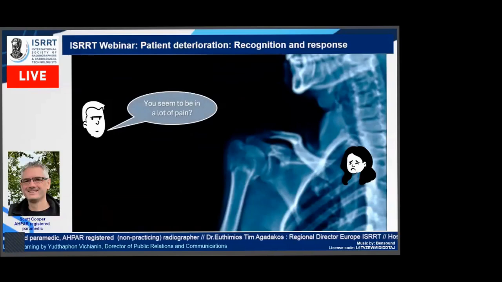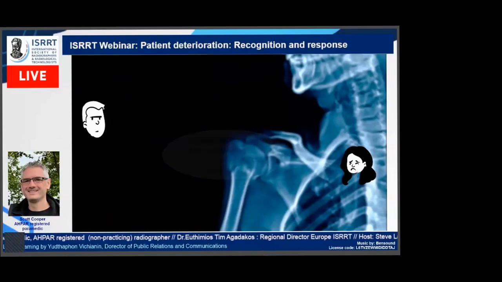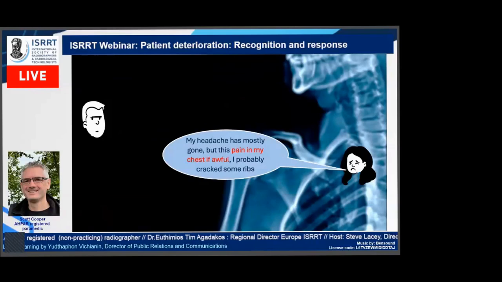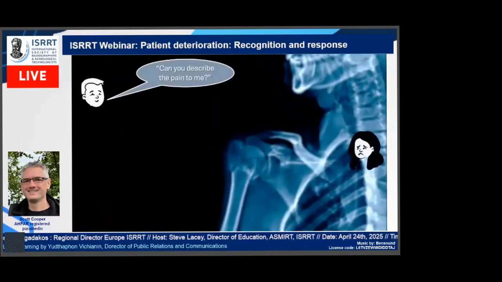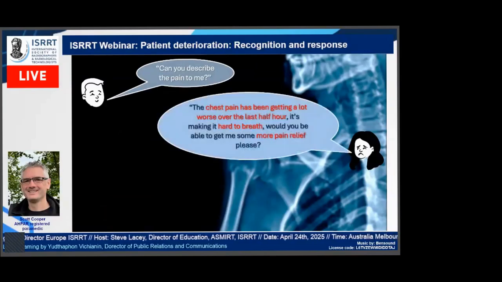With that, Steve then asks, as she seems to be in a lot of pain, so he explores that a bit further. And Rachel explains that the headache's mostly gone, but now she has a really bad pain in her chest, saying that she probably just cracked some ribs, which again, you could walk away at this point and ignore that. But in reality, we've got Steve here, who's a very good practitioner, and he asks her to describe the pain to him. And she says that the pain's been getting a lot worse over the last half an hour.